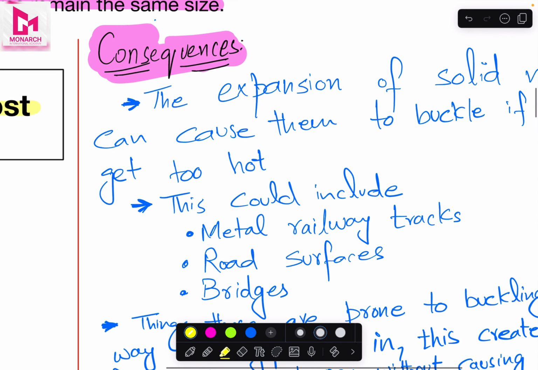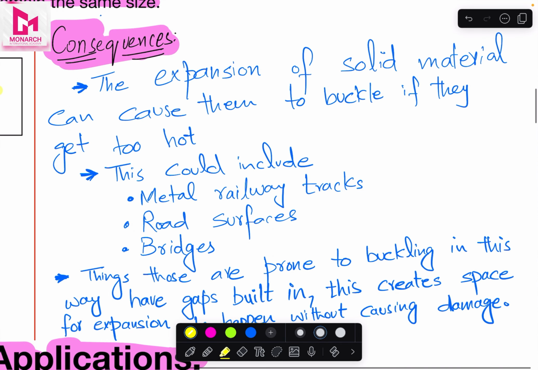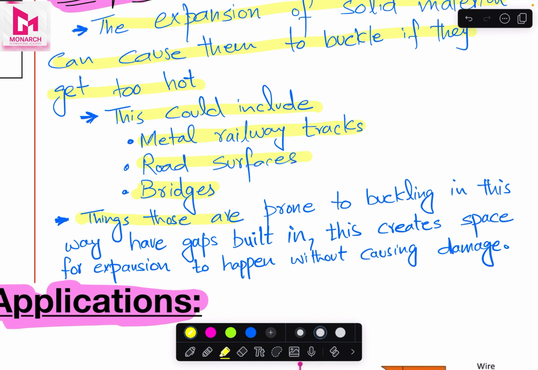When expansion occurs, these are the consequences that we can face. The expansion of solid material can cause them to buckle if they get too hot. This could include metal railway tracks, road surfaces and bridges, right? So things that are prone to buckling in this way have gaps built in. This creates space for the expansion to happen without causing any damage. So we commonly see in bridges and metal railway tracks there are gaps between the different tracks, so they can allow the expansion without causing the buckling effect.